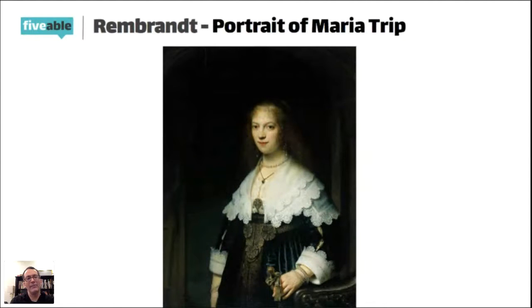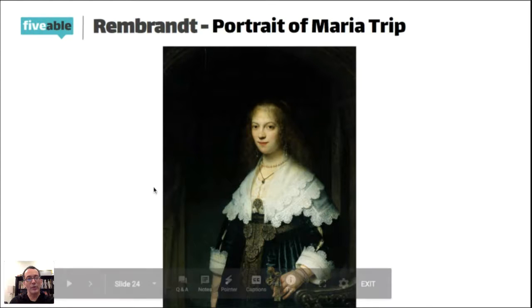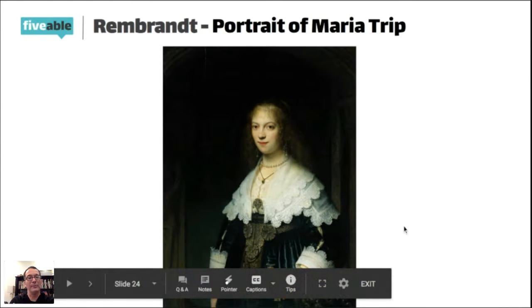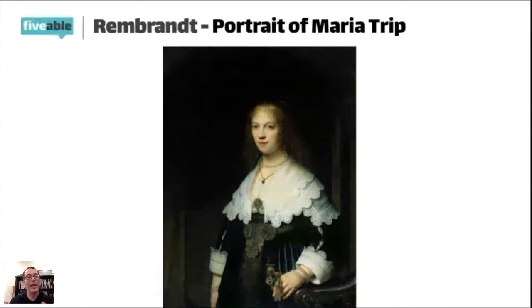So you have a lot of merchants, bankers, business people, and a lot of them are looking for portraiture. The Trip family is one of the wealthiest families in the Netherlands, and this is a portrait of Maria Trip, who was not married yet. So again, Rembrandt found the balance of how to make somebody seem very wealthy, but being a Calvinist, you don't want to come across as overly flaunting your wealth.